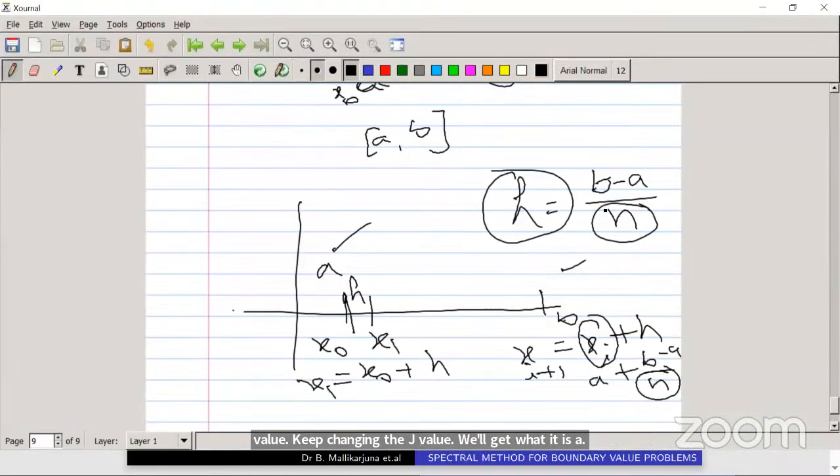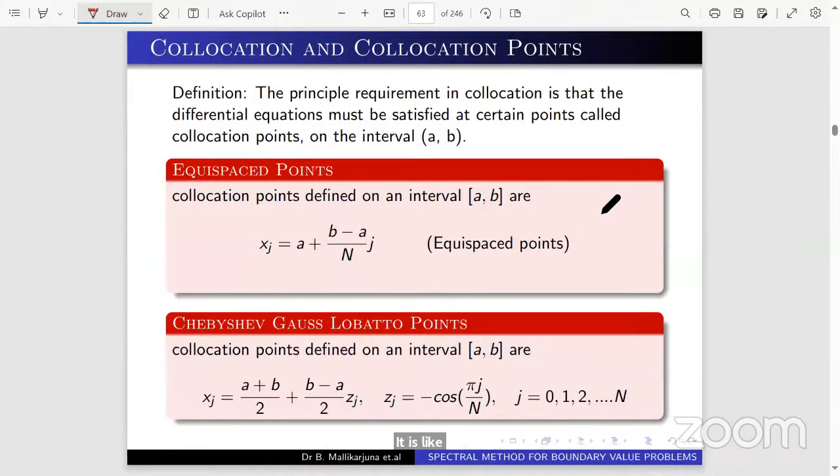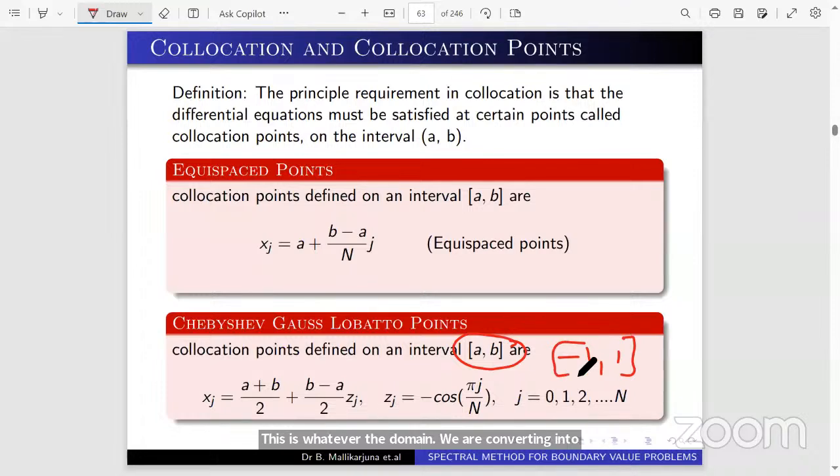Next, Chebyshev Gauss-Lobato points. Whatever the domain A comma B, we are converting it into the -1 comma 1 domain. We are changing the complete phase to another phase within the intervals, within the range of -1 to 1.